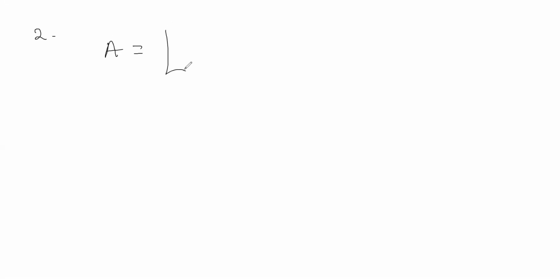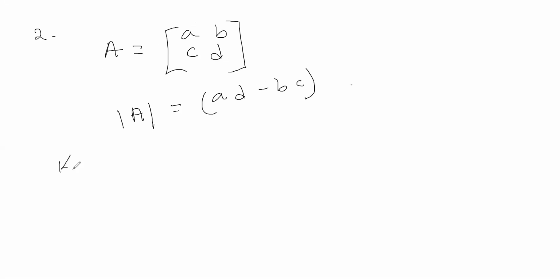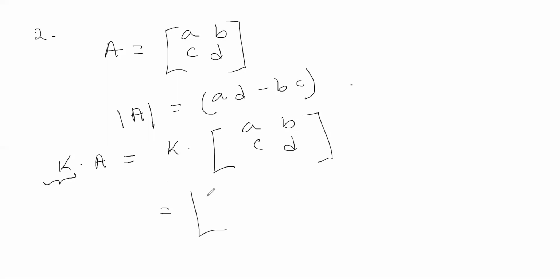A is equal to, suppose, a, b, c, d. Now if you take the determinant of A, this will be equal to ad minus bc. Now let's say the given matrix A is multiplied with k. Here k is a scalar or just a number. Then if you are multiplying k with A, this basically means k into a, b, c, d, which is equal to, again you can write as ka, kb, kc, and kd.